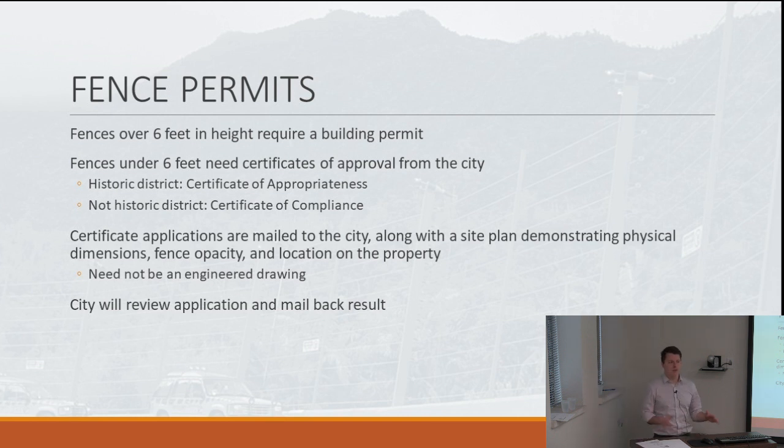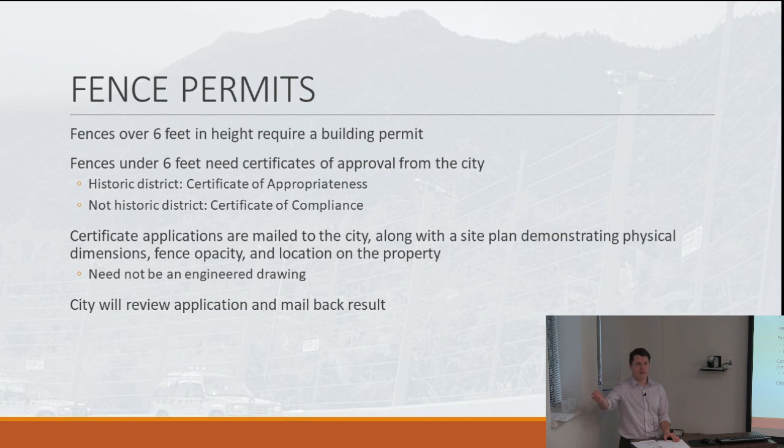This does not have to be an engineered drawing. It doesn't have to be stamped and sealed by anyone. It can be pretty basic. You can just have whatever contractor you want to use draw a diagram of your property, draw where the fence is going to be, and write something showing how high the fence is going to be. It's got to be a certain level of opaque that the city's going to want to look at, but it doesn't have to be a very detailed diagram.